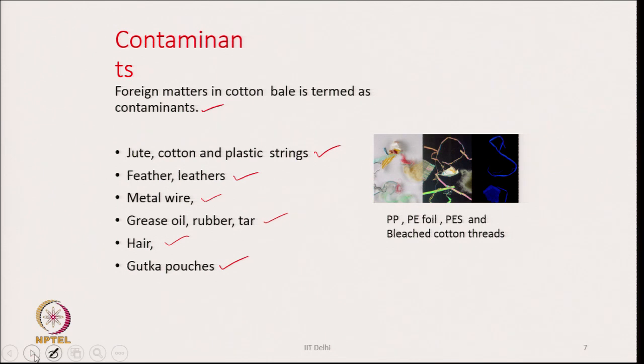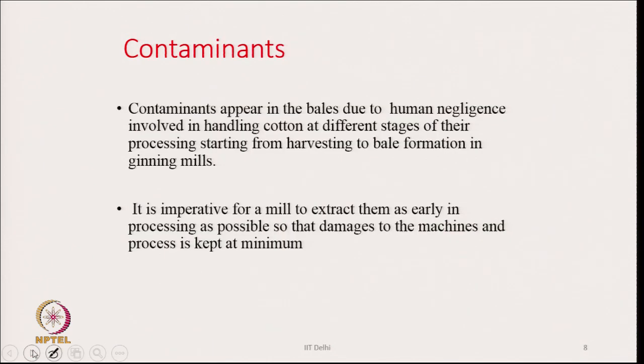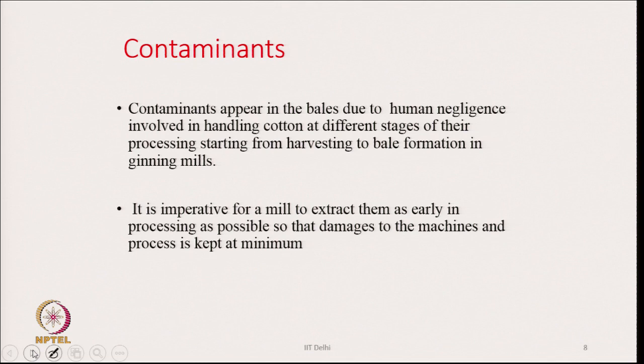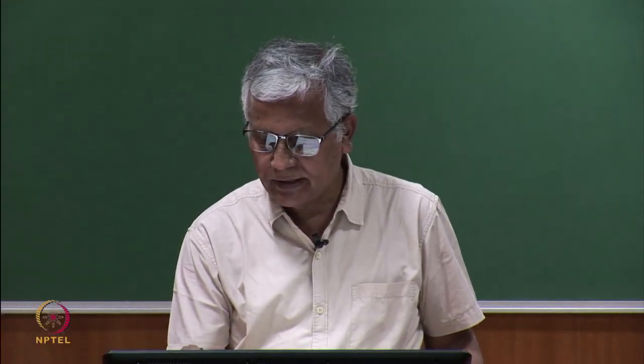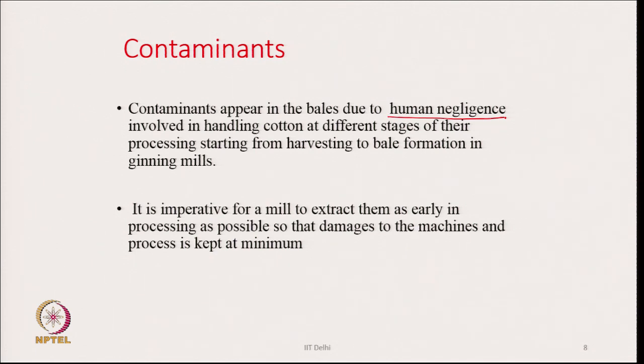Okay. Next is that the contaminants appear in the bale due to human negligence involved in handling cotton at different stages of processing, starting from harvesting to bale formation in the ginning mills. As I said, they do not appear naturally, but only because of human negligence. It is imperative for a mill to extract them as early in the processing as possible, so that damage to the machine and process is kept to a minimum.